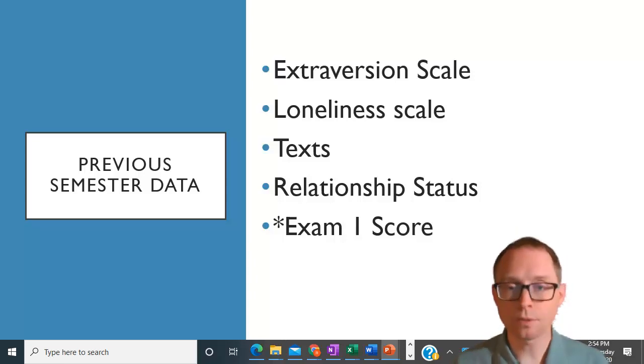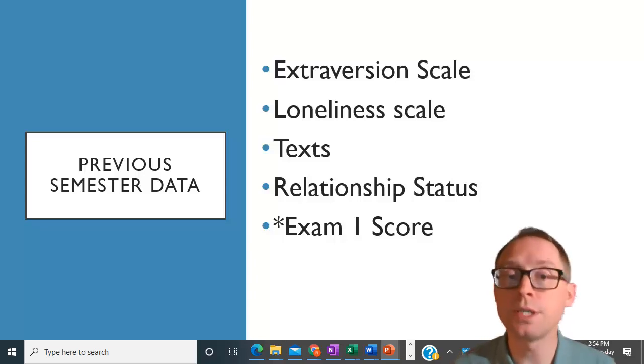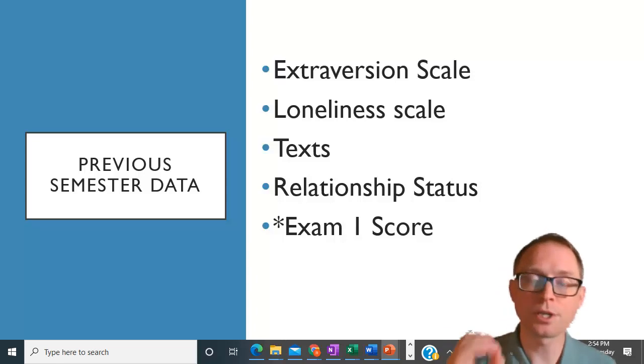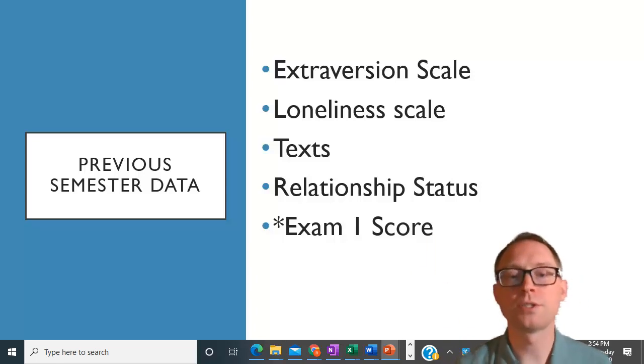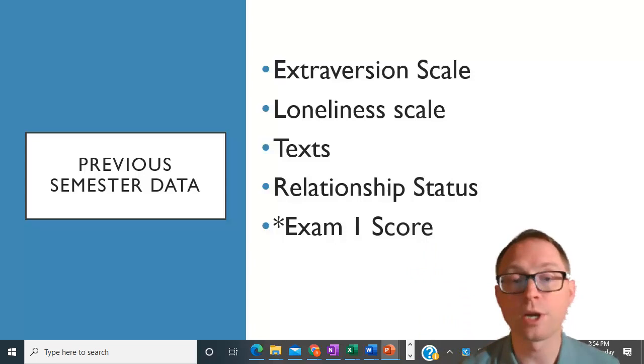Okay, text is ratio data, so that means it's continuous. The number of texts: 0 means 0, more means more. That's continuous. It's actually ratio data, and so is continuous data.